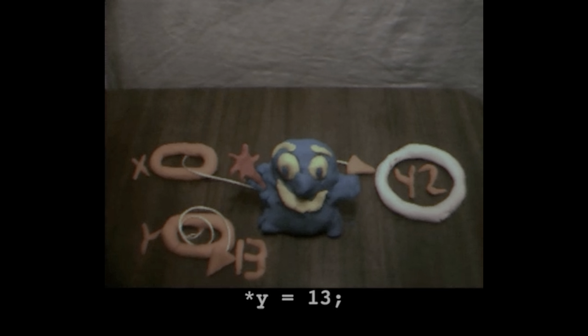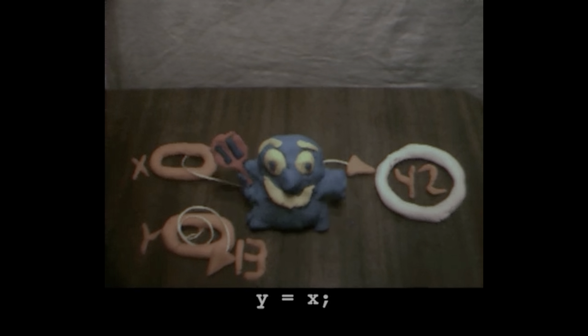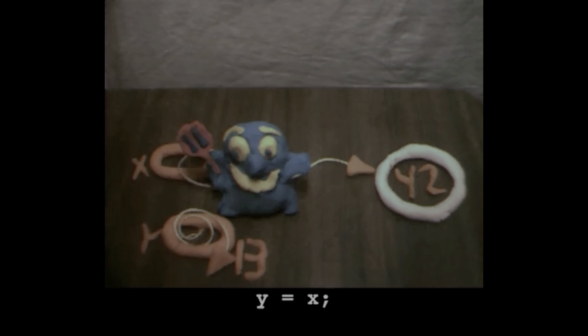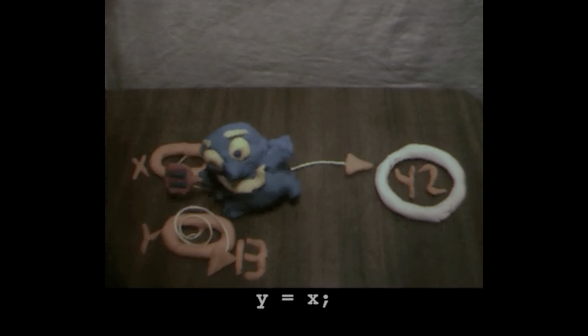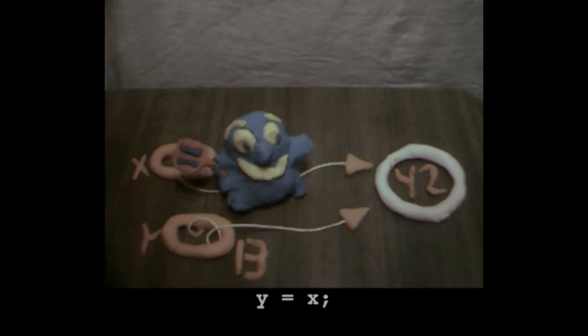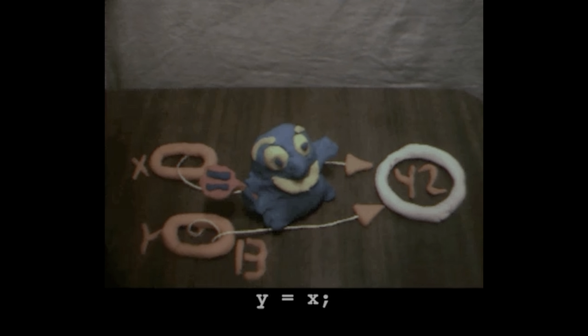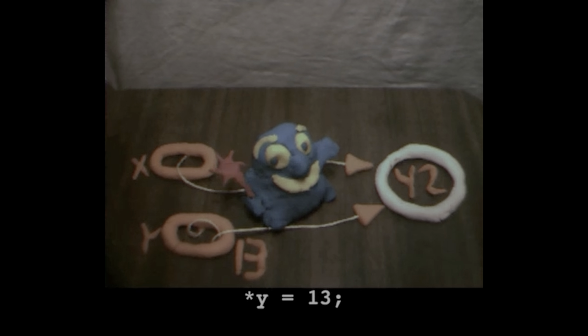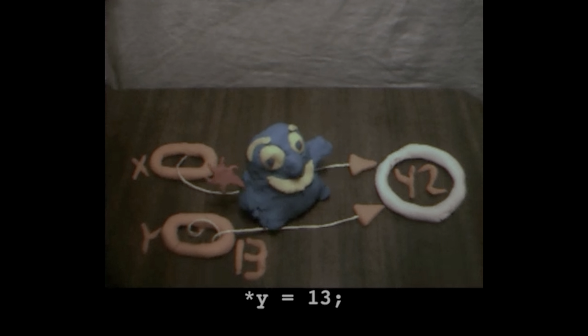Sure, I'll use my magic wand of pointer assignment. Is that going to be a problem like before? No, this doesn't touch the pointees. It just changes one pointer to point to the same thing as another. Oh, I see. Now y points to the same place as x. So wait, now y is fixed. It has a pointee. So you can try the wand of dereferencing again to send the 13 over.